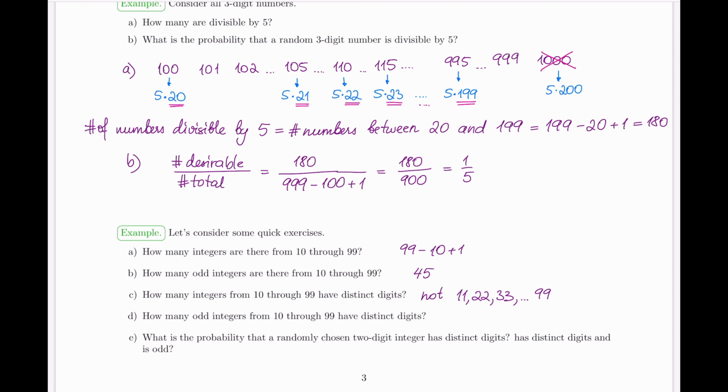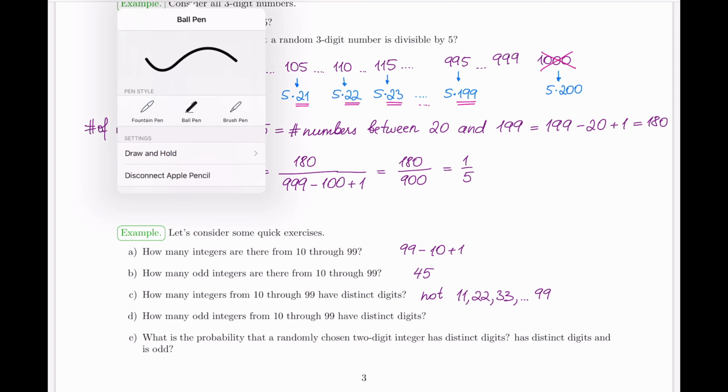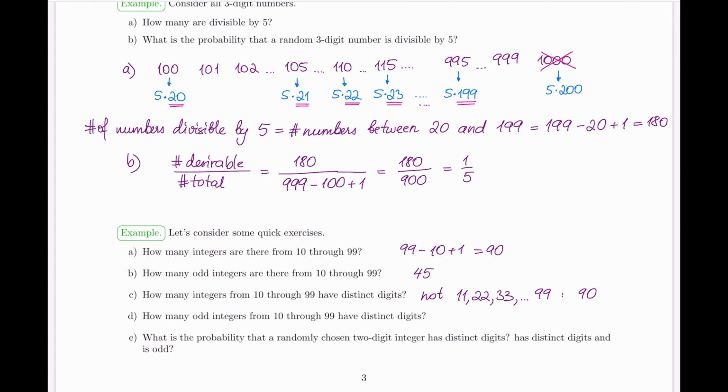Everything else is allowed. It will have distinct digits. Everything else is what we've calculated in part A. There are in total 90 numbers. So in this case, I'm going to take all of my 90 and subtract the 9 that I'm not allowed, resulting in 81.